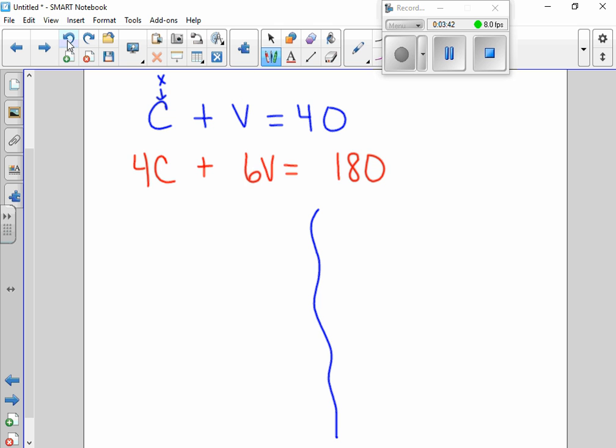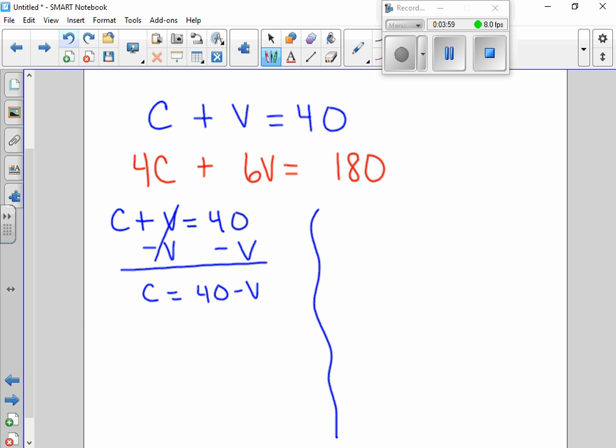But since I'm not doing that, I'm just going to leave them as C's and V's. All right, so first thing I've got to do, I've got to take the top equation and get one variable on the side by itself. I think I'm going to go ahead and get the C on the side by itself. Got an easy coefficient of 1. We got 40 minus V.